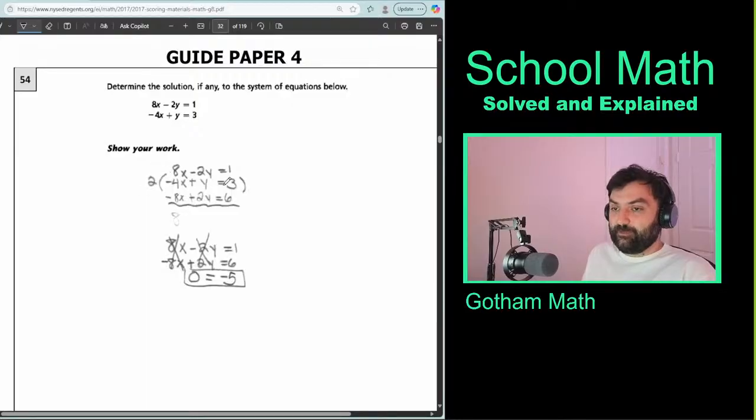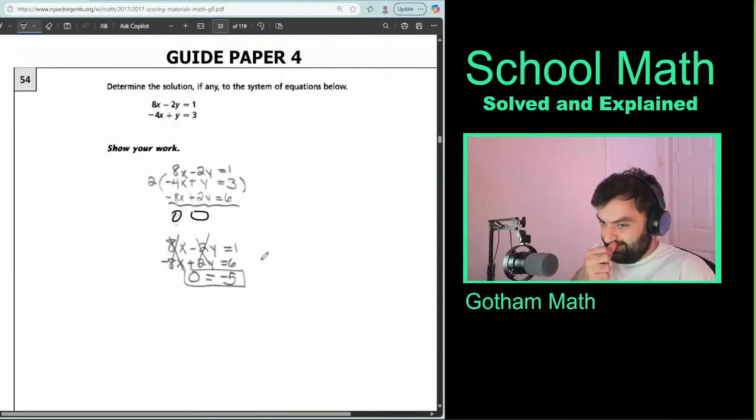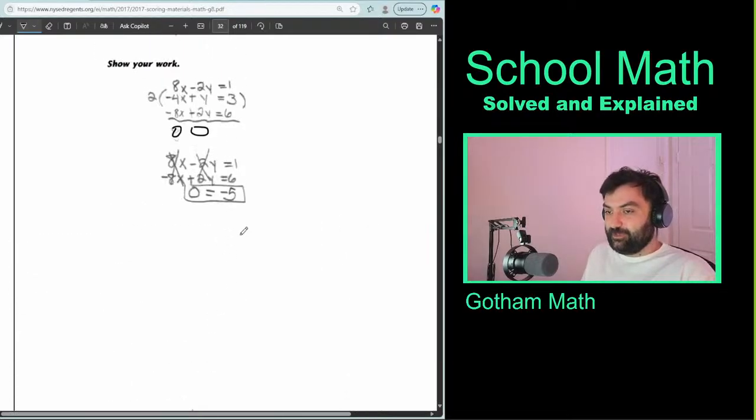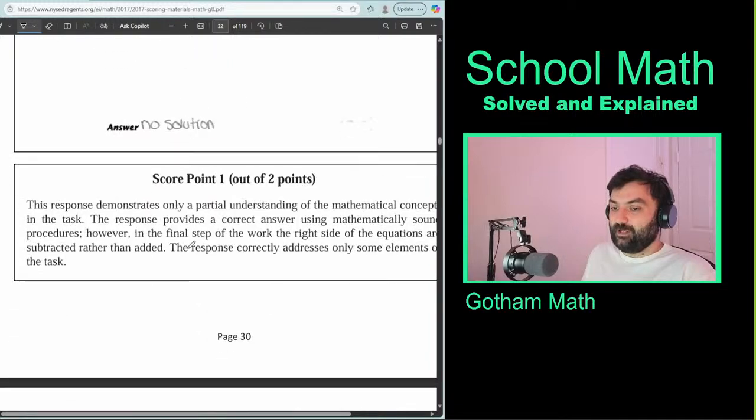Okay, multiplied the bottom equation by 2. Got it. And then realized, oh, what do I do then? 0 equals negative 5. It's actually not equal to negative 5. Yeah, it's 7 here. And got 1. Wow, that's harsh. But what can you do as a teacher if this is wrong? Can you still give it a full score? I don't know.